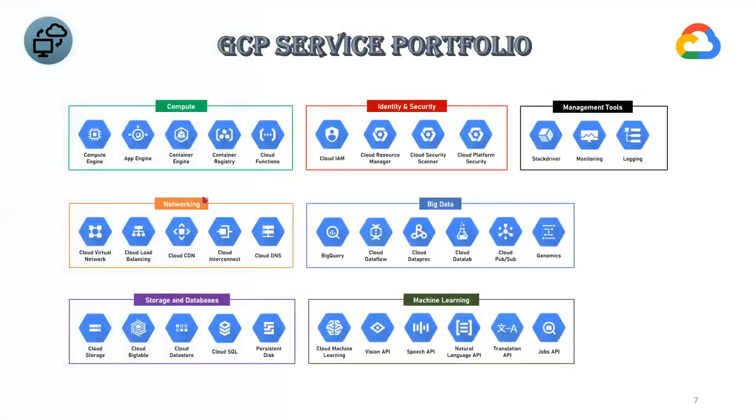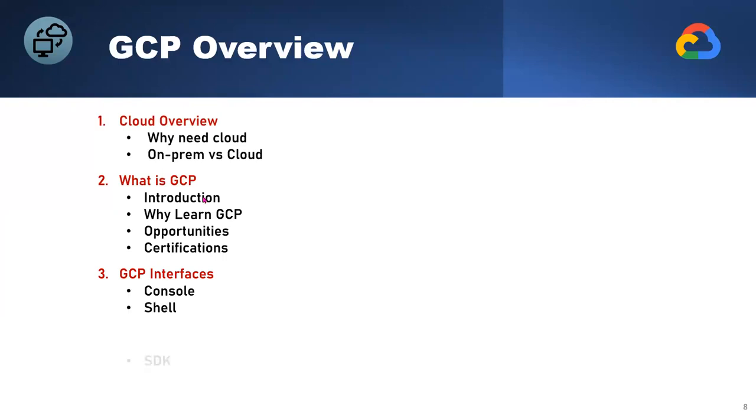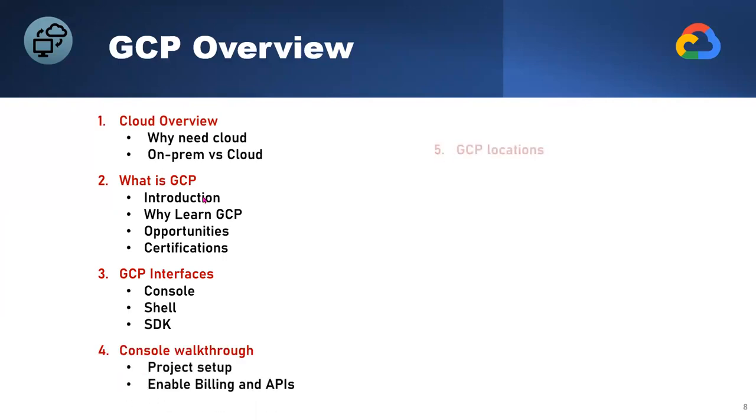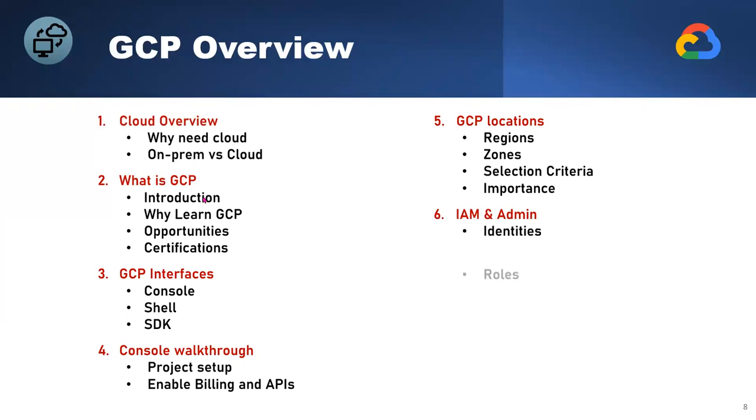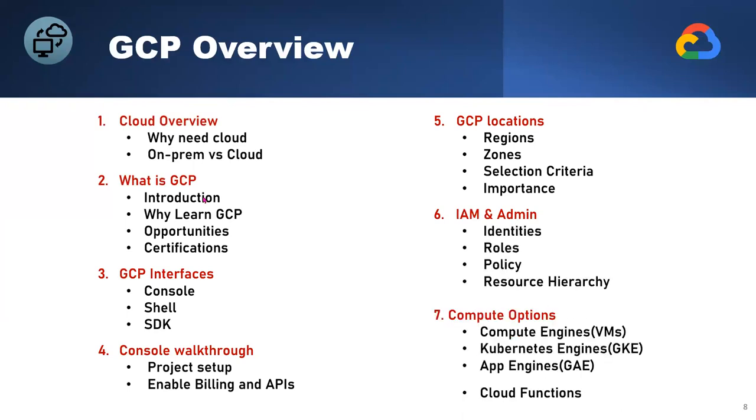And we have seen the service portfolio. Here we see the compute services, identity and security services, big data services, storage and database services. So like this, you have plenty of services available in the Google Cloud Platform. Yesterday I told you that we are going to start with these topics. So today we are going to start with these topics, guys. Cloud overview. One by one, we are going to learn about all of these topics. It takes at least 1 week, or 7 to 8 days, for us to complete all of these basic concepts.